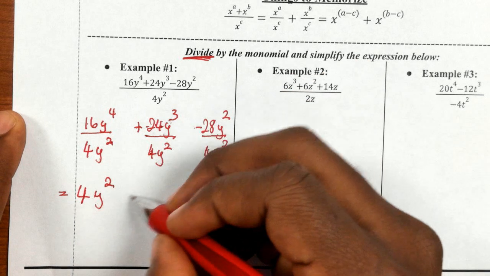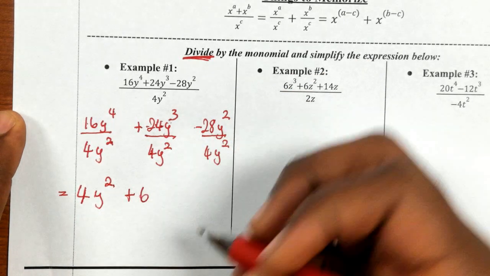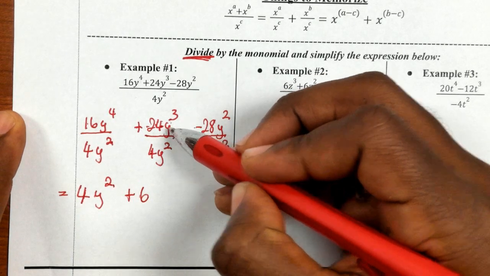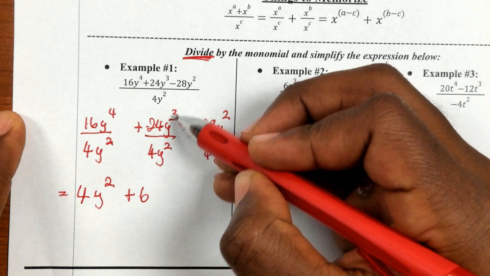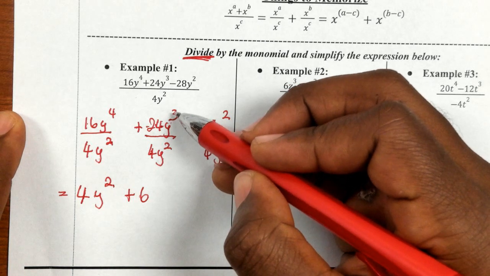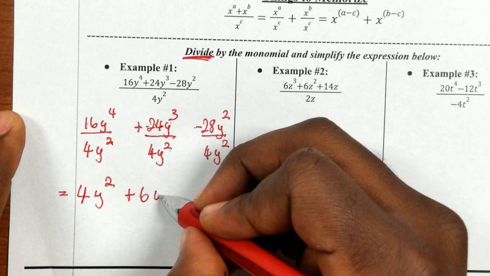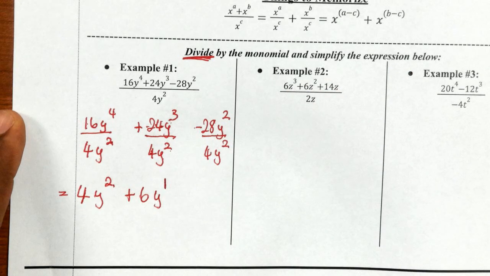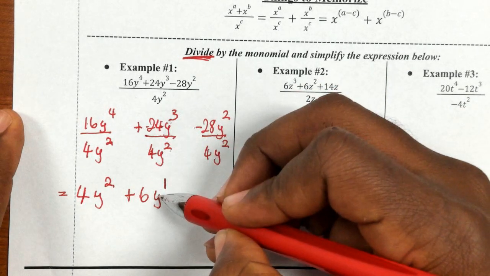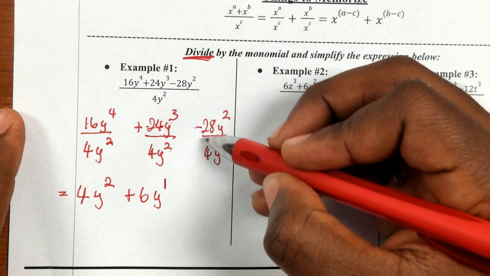Now let's do it right here. 24 divided by 4 is 6. When you divide things that have the same base, you subtract exponents. So 3 minus 2 is 1. And that's simplified.